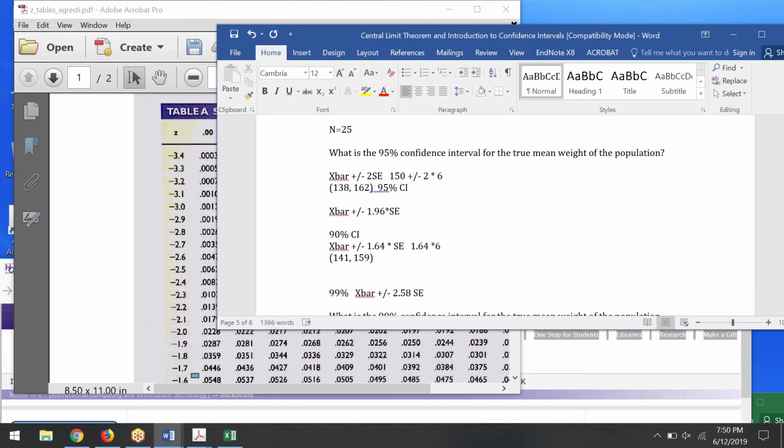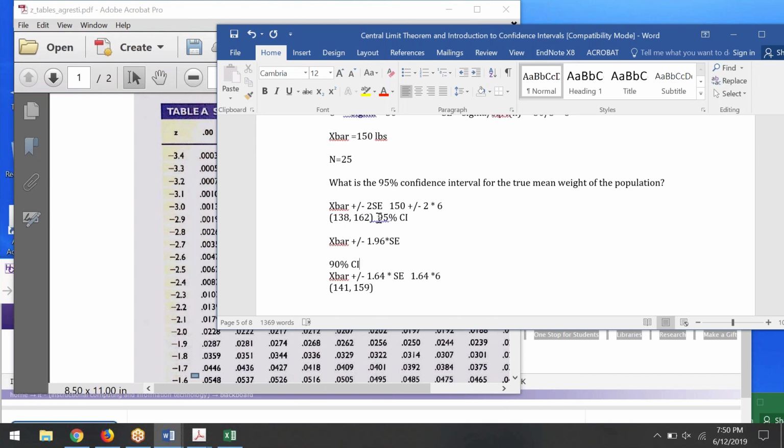So that would be 150 plus or minus 2.58 times 6, our standard error, right? And that would be about 15. So that would be roughly 135 to 165. So if you remember these three numbers, you will be able to remember how to calculate the 99% confidence interval, the 90% confidence interval, and the most frequently used one, which is a 95% confidence interval.